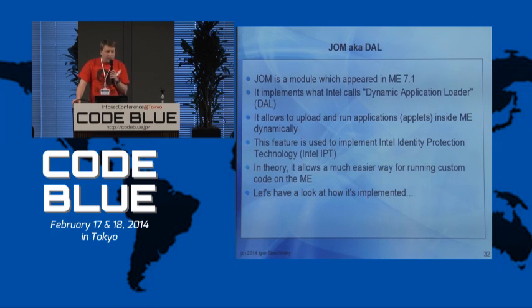Then, using those two modules and the boot ROM that I looked at, I could analyze one of the more high-level modules, which is named JOM in the firmware, but the actual marketing feature seems to be dynamic application loader. It appeared in the ME 7.1, and it allows you to dynamically load and run new applications inside the management engine. Right now it's only used for Intel identity protection technology, for Intel IPT, but in theory it might allow you to run any kind of code inside.